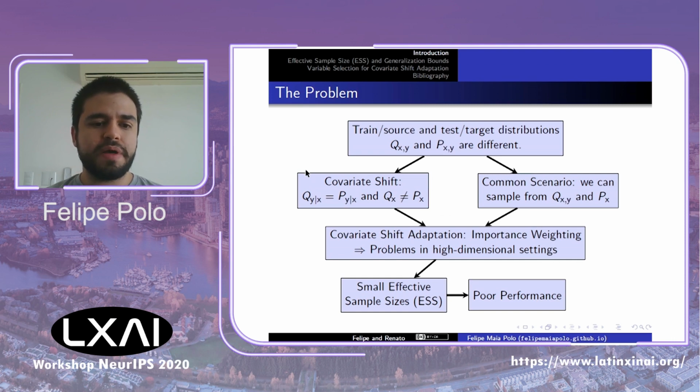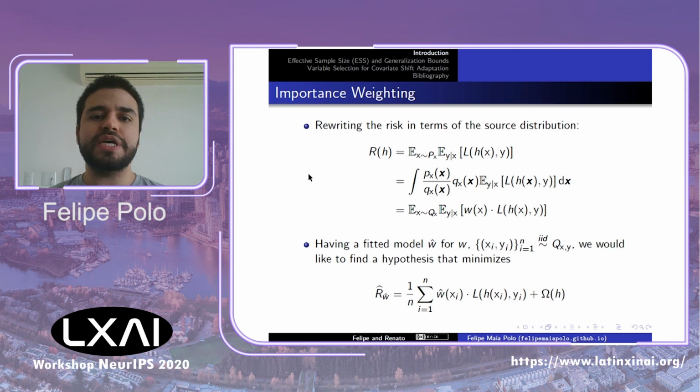Let's briefly present the importance weighting method that is traditionally used to perform covariate shift adaptation. So our main objective is to minimize a risk function, which is the expected value taken with respect to the test distribution P. Using some algebraic manipulation, we can rewrite that risk function in terms of the train distribution Q. And we end up having a weighted version of the risk function, which translates into a weighted version of the regularized empirical risk, which we want to minimize in practice.